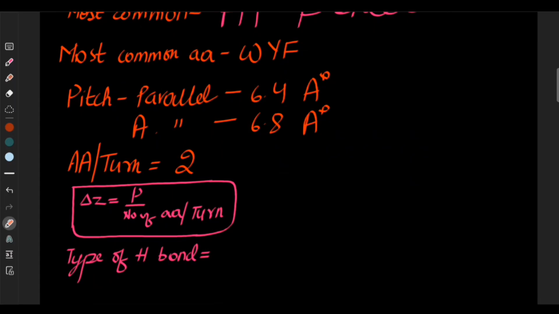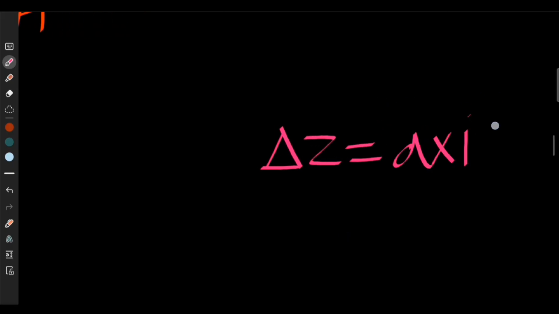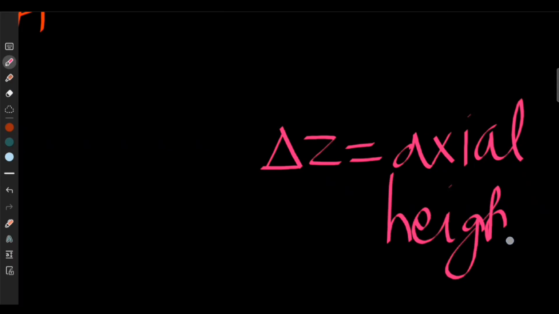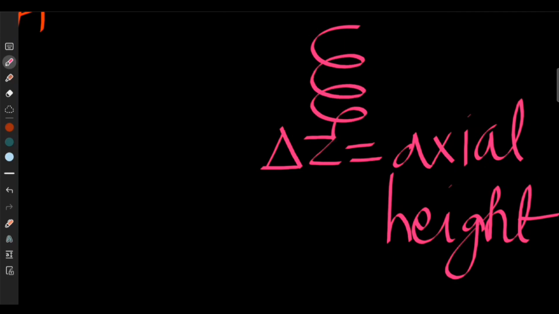Now by looking at these data, will I be able to find out the axial height of the amino acid? You know what is axial height, right? If you don't know, you must watch my previous video on alpha helix. So the delta Z is actually the axial height. Now what exactly is axial height? I'm just going to give you a small thought.